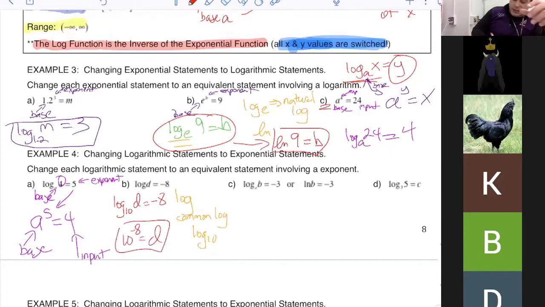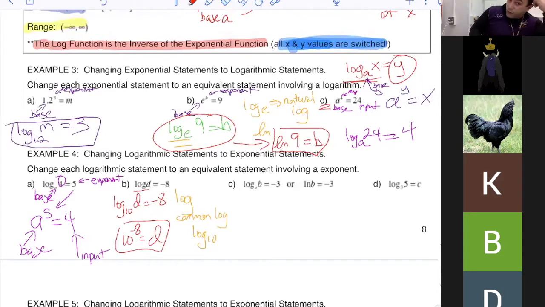Okay, so again, it's not a mistake. If you just see log, that means it's base 10. Okay, so those are two special ones. They're so special, in fact, that they are on your calculator. If you look above the on button, you have ln and you have log. If you look above log, it says 10 to the x. And if you look above ln, it says e to the x. So those buttons are already there.